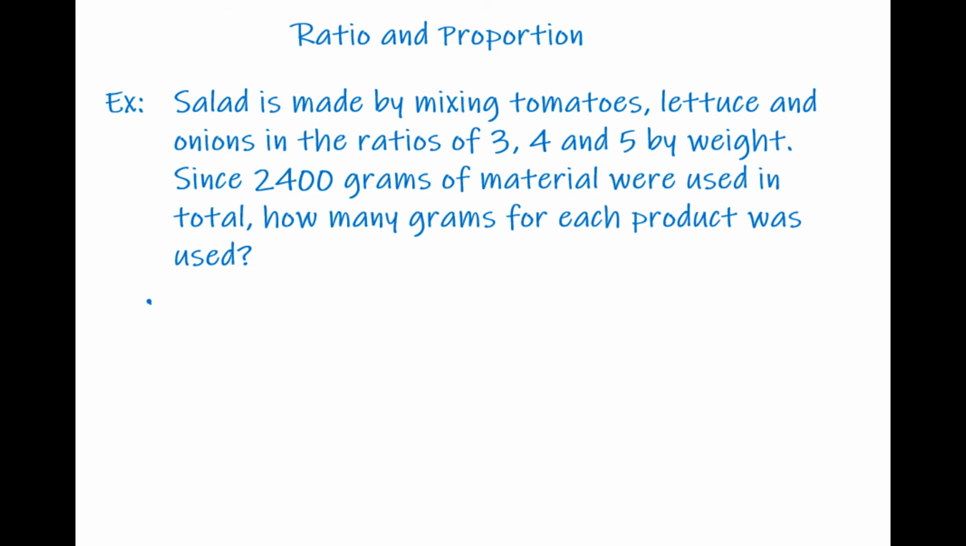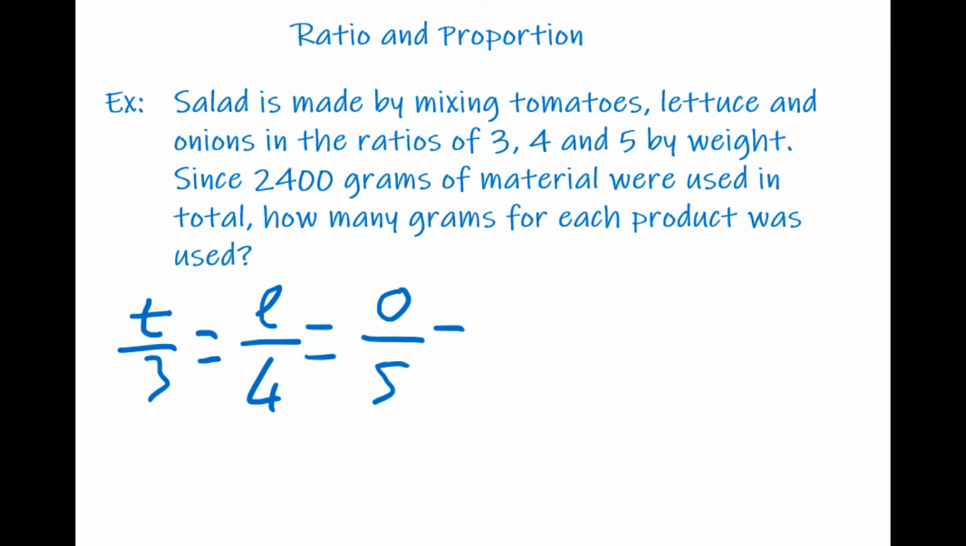Let's say T stands for tomato, okay? So T divided by 3, guys, is equal to lettuce. For lettuce, I'm going to use L. L divided by 4 is proportional, and that is also equal to onion. For onion, I'm going to use O. O divided by 5, since onion is proportional to 5. And as I said in the previous property, let's set all of those equal to K, okay?